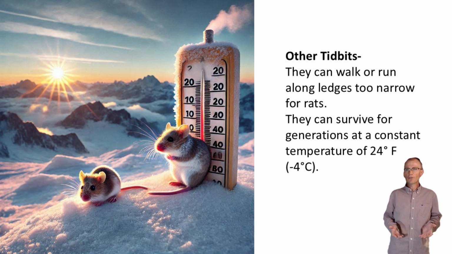They can survive for generations at a constant temperature of 24 degrees Fahrenheit or negative 4 degrees Celsius. So the reality is, those of you in the United States, they definitely can live in pretty much every climate we have here. When it says a constant temperature of 24 degrees, obviously anything warmer than that's going to be even better for them. But the bottom line is that most places, no matter where you're at, you're going to have a constant temperature of that. Now, when you go into places like the Arctic, obviously it's cooler.